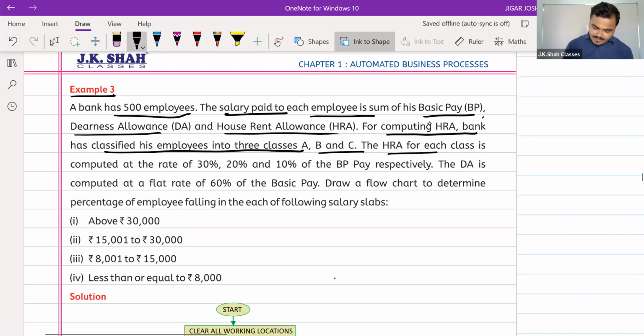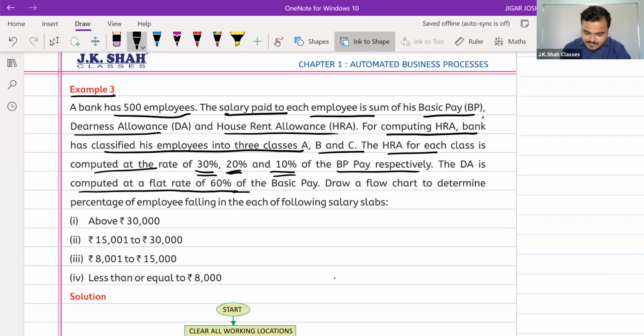The HRA for each class is computed at the rate of 30% for A, 20% for category B, and 10% for category C, of the basic pay. The DA is computed at the flat rate of 60% of the basic pay. So DA would be 60% of basic pay. So we'll get input as what? Two things. Number one, basic salary. And second, their class, whether A class, B class, or C class.